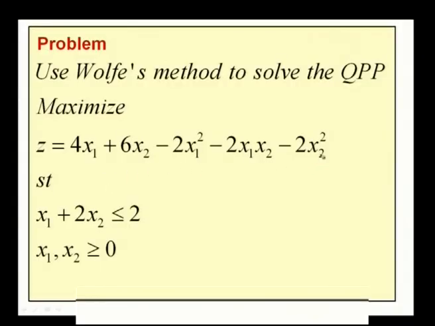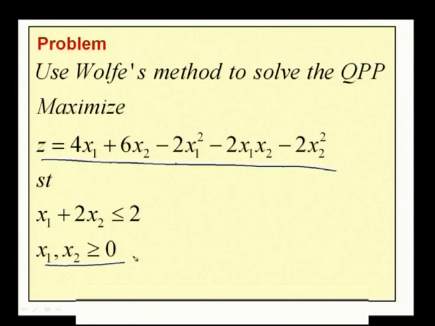Using Wolfe's method, solve the quadratic programming problem. Maximize z equal to 4x1 plus 6x2 minus 2x1 squared minus 2x1x2 minus 2x2 squared, subject to the constraints x1 plus 2x2 less than or equal to 2, x1, x2 greater than or equal to 0.